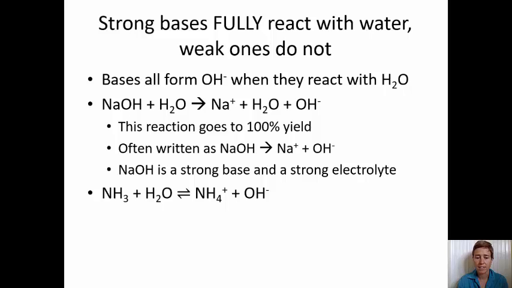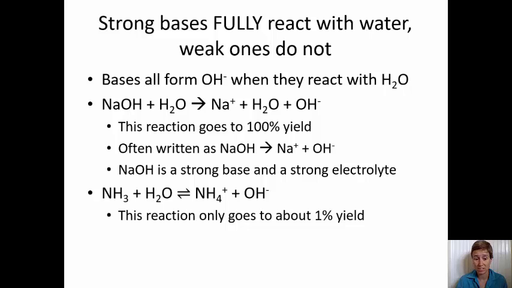Ammonia, on the other hand, NH3, when it reacts with water, we actually form OH minus by pulling the proton off of water. So in this case, you actually have to have water there to understand what's going on. So we have ammonia plus water forms ammonium ion plus OH minus, hydroxide ion. Notice again, I've used that equilibrium arrow. This reaction actually only goes to about 1% yield.